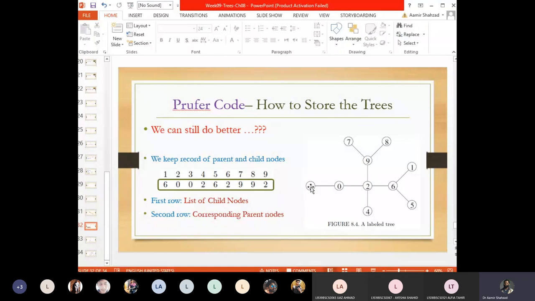The answer is yes. We cannot cover it now. The answer is Prüfer code. Prüfer code, we will cover in the next class. You can give me time, a little is left. So you can go through the book, please. Or in the next lecture, maybe we will finish this topic.